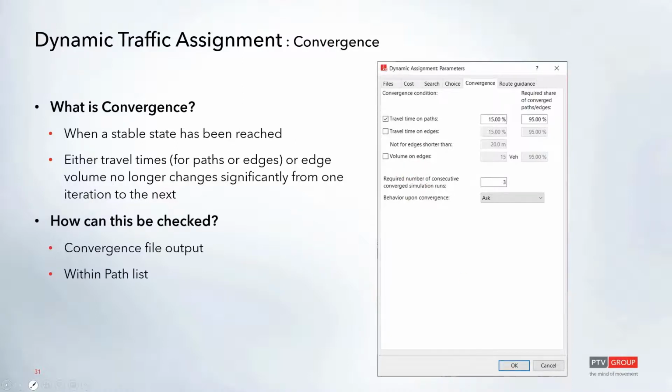And essentially what we're looking for here is for the travel times either along the paths or the edges, or for the edge volume, to not change significantly between the different iterations. And so this can be checked in a couple of ways, at an overall level with the convergence file output. And then you can also check within the path list to see what paths and edges are meeting that convergence criteria.